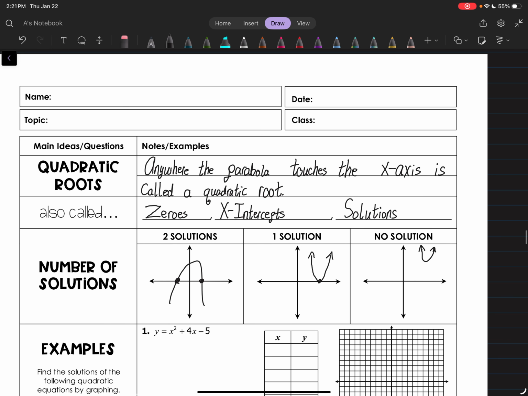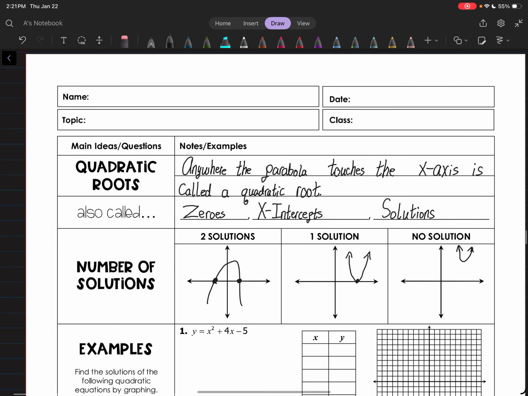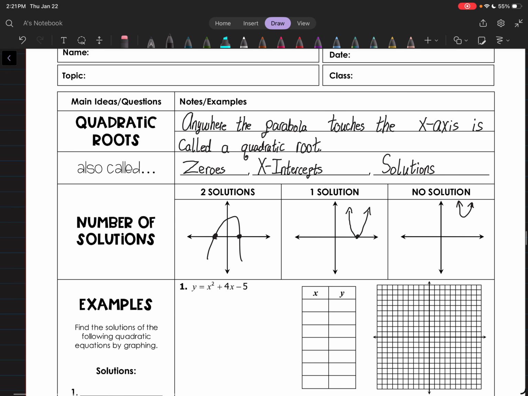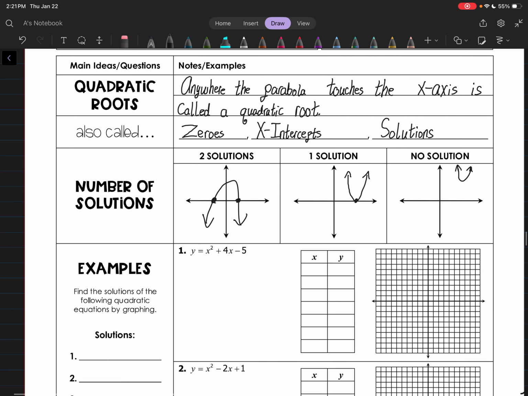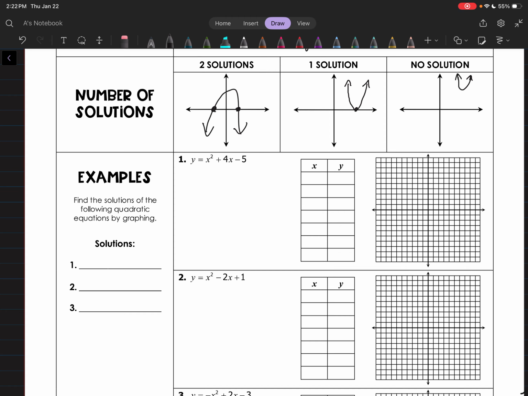Quadratic roots. Now this is in with what we're doing because whenever we are looking at where it touches the x-axis, what we're really looking at is the number of solutions on this equation. We call this zeros, we call it roots, we call it x-intercepts. All of these mean the same thing. All right, number 1. I'm going to do this one by hand. The rest I'll show you with Desmos.